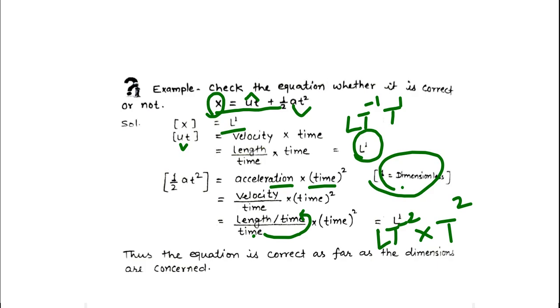That means this equation is correct as far as the dimensions are concerned. I mean, in each and every equation, this whole term should be equal to this one, in terms of dimensions. This is the idea of checking whether an equation is correct or not by using dimension analysis.